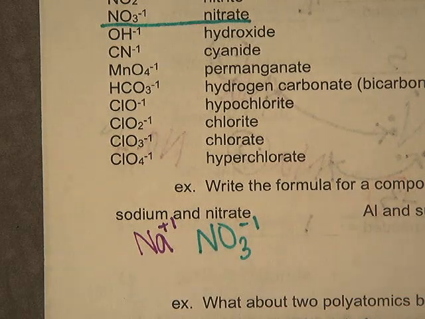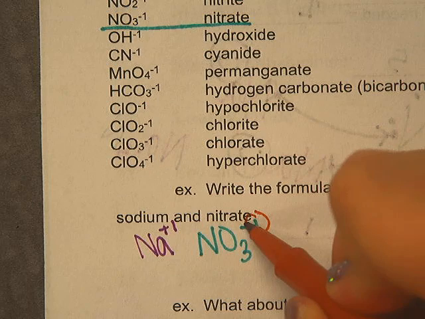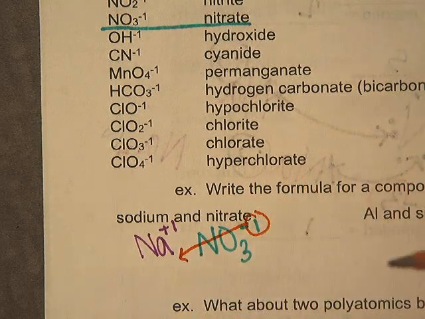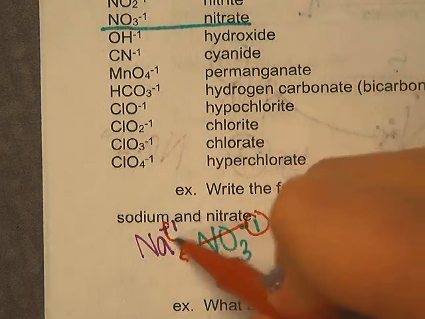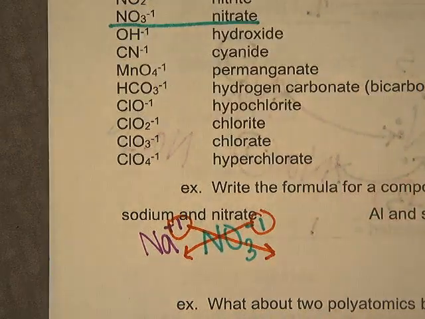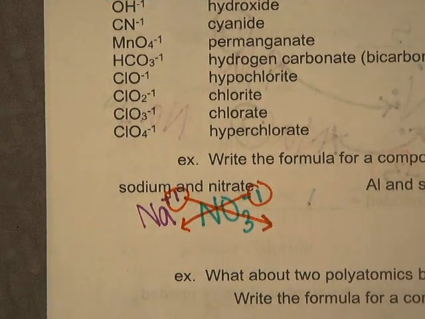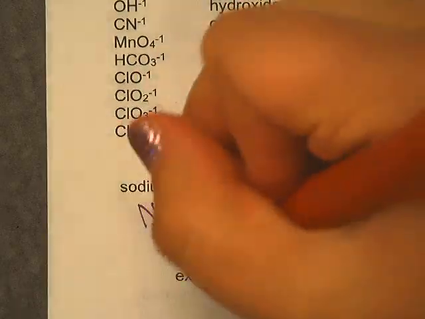So just like when we made these kinds of compounds before, we're going to crisscross their oxidation numbers to tell you how many of them that you need. So this one tells me I need 1 sodium as part of my compound, and this one tells me I need 1 nitrate as part of my compound. And just like before, we don't write the subscript 1, so when I put this together, it's just going to be NaNO3.